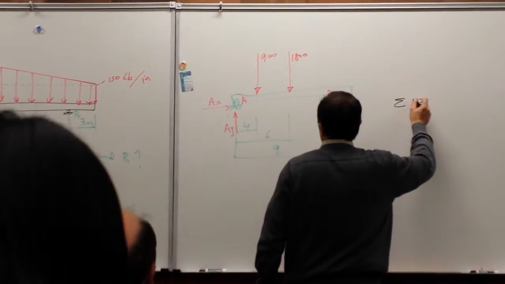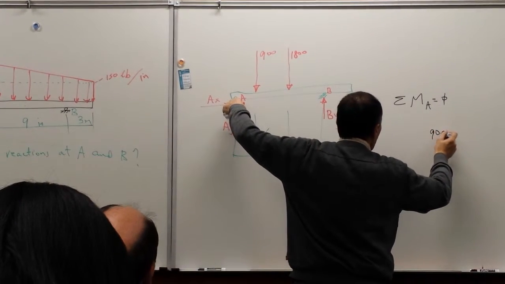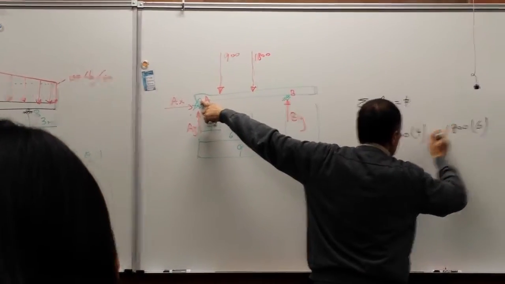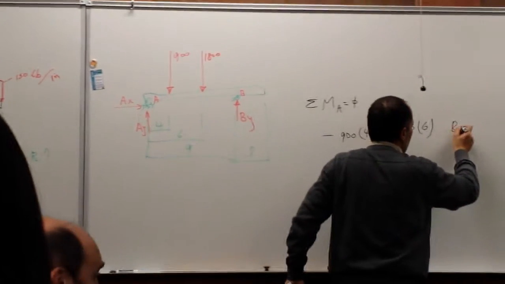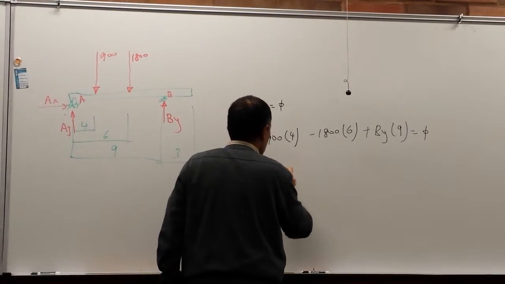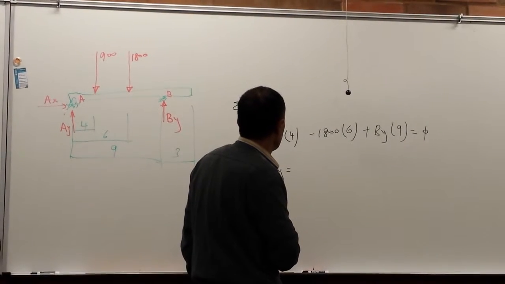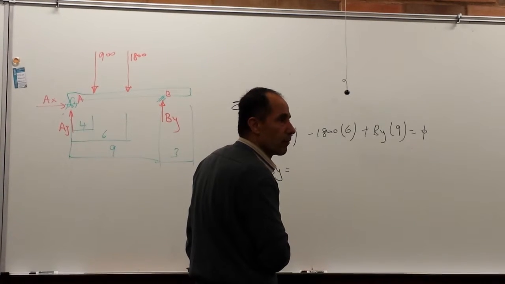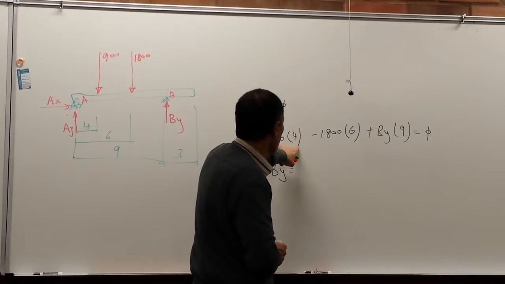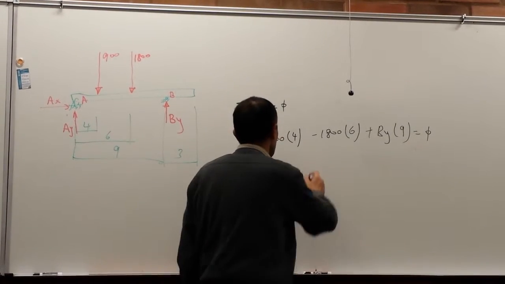Sum of moments at A equals 0. Put your finger here. I have 900 times 4 is negative, 1800 times 6 is negative, By times 9 is positive, equals 0. From here, By equals 2700 divided by 9. 900 times 4 is 3600, 1800 times 6 is 10800.